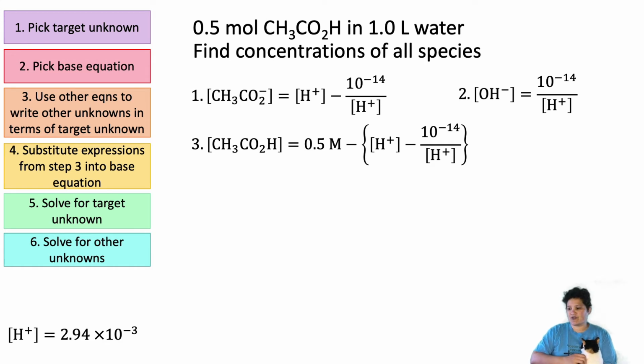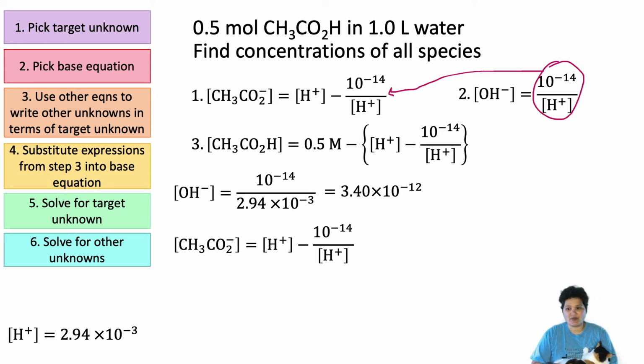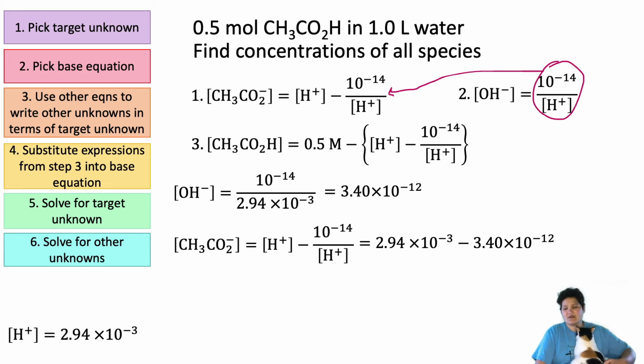I think the OH minus concentration is easiest to solve for. It's going to be 10 to the minus 14th divided by our H plus concentration, which is 3.4 times 10 to the minus 12th. Our acetate concentration is going to be H plus basically minus OH minus. So we have 2.94 times 10 to the minus 3rd minus 3.4 times 10 to the minus 12th, which is basically 2.94 times 10 to the minus 3rd.